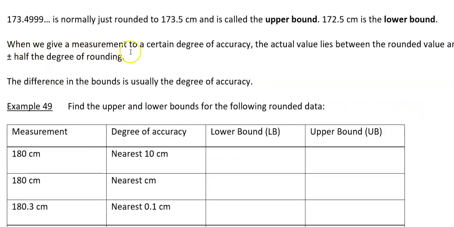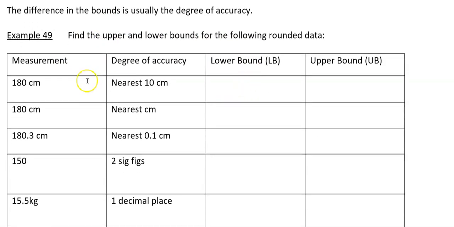So it says when we give a measurement to a certain degree of accuracy, the actual value lies between the rounded value plus or minus half the degree of rounding. So the difference in the bounds is usually the degree of accuracy. So find the upper and lower bounds for the following rounded data.